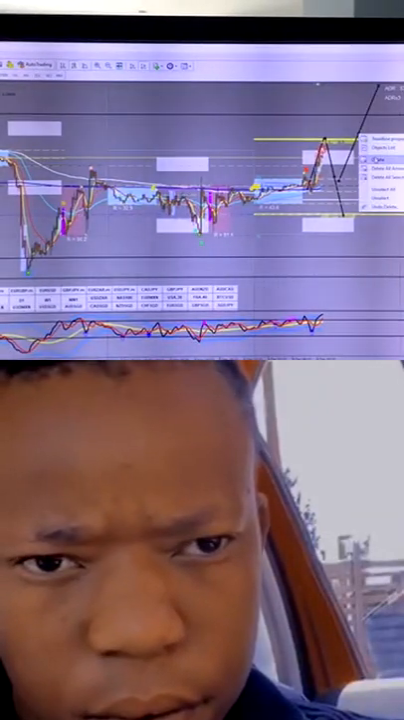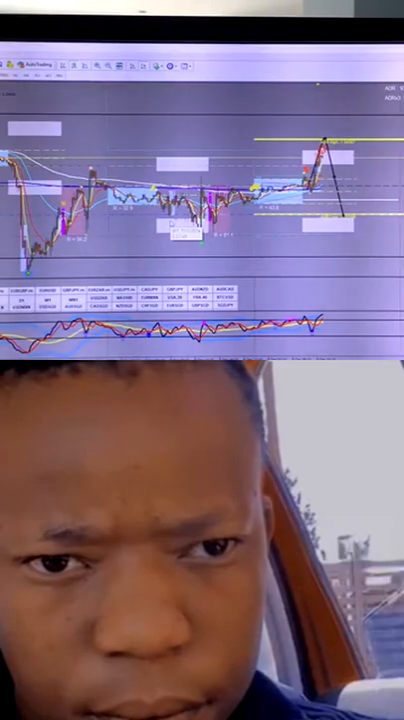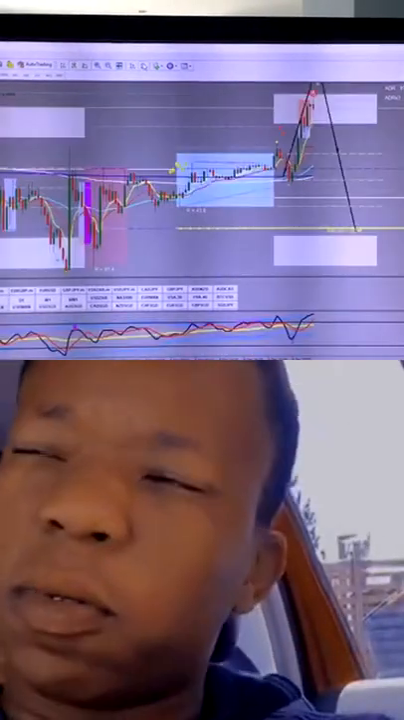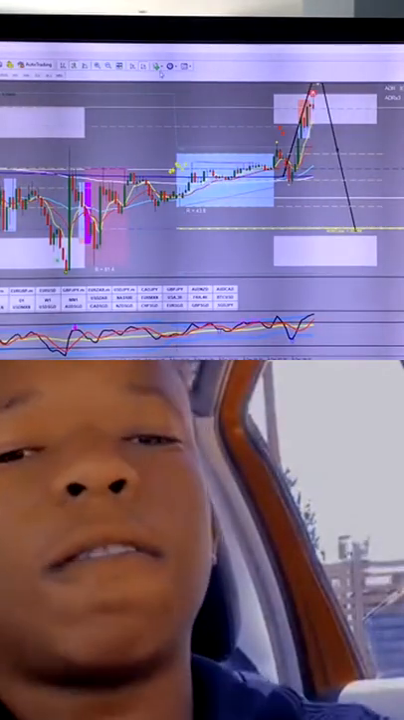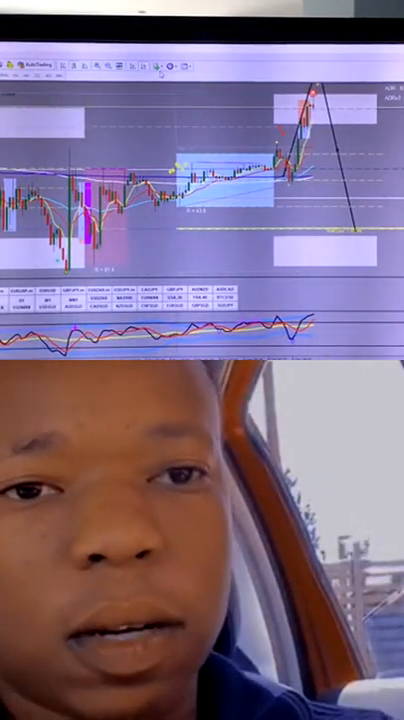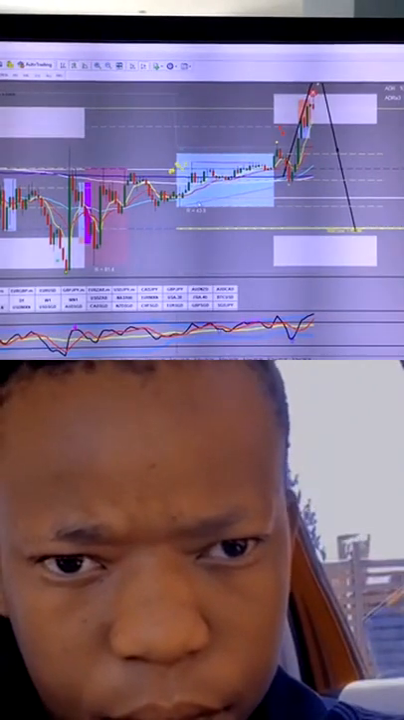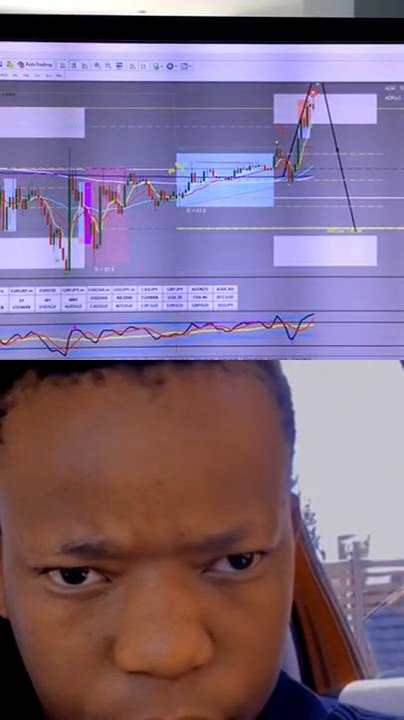Now, I hate using MT4 for analysis. I like TradingView. MT4 is good when it comes to structures and stuff, when you get the black charts only. But now I like TradingView much better than anything else.